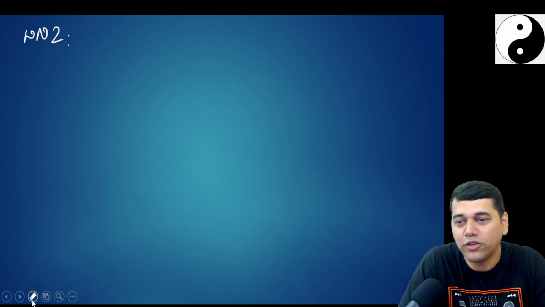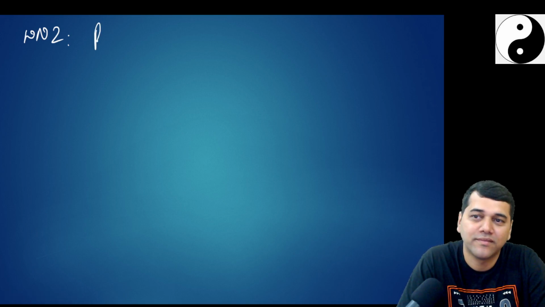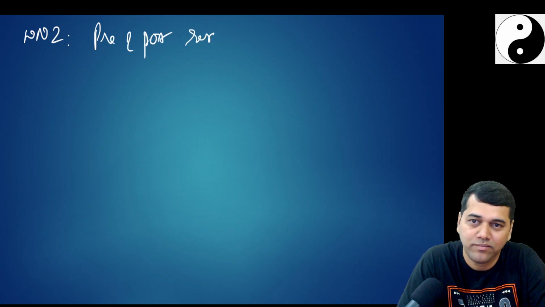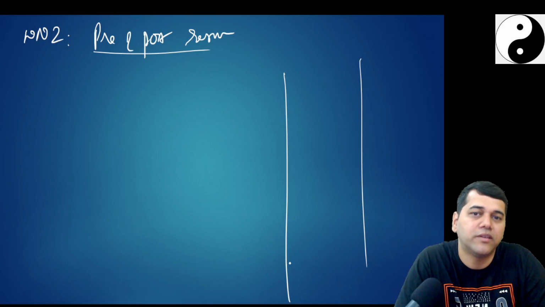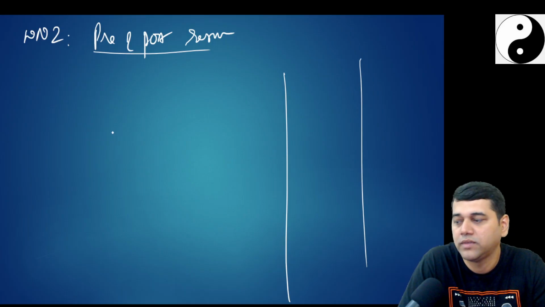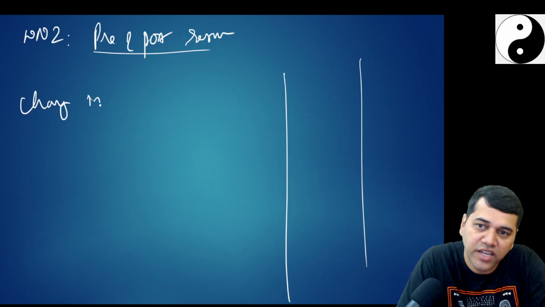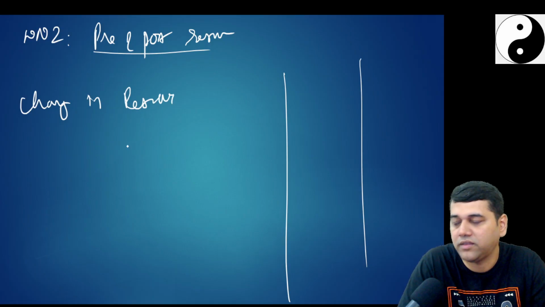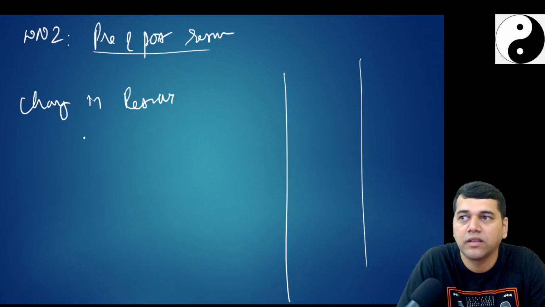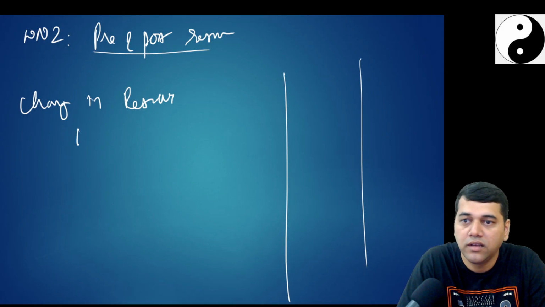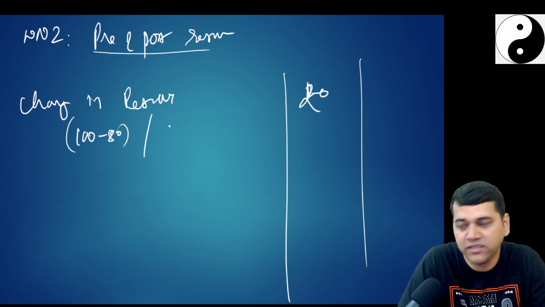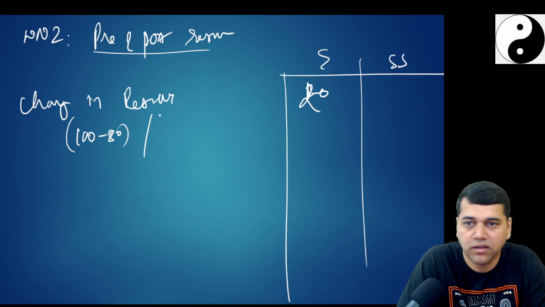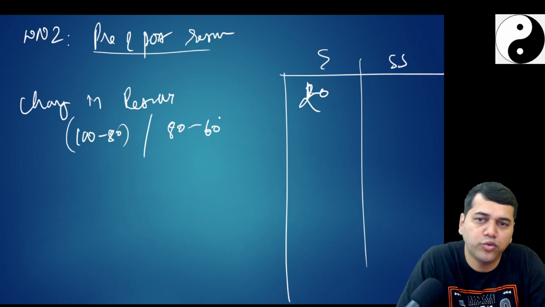Okay. Working note 2, pre and post acquisition reserve. So we have got S and SS. Previously we had one column, this time we have got two columns. Is there any change in reserve? Yes, how much for S Limited? What was the closing reserve? 100. What is the opening reserve? 80. So 100 minus 80, 20, and for SS, 80 minus 60. Beautiful numbers.